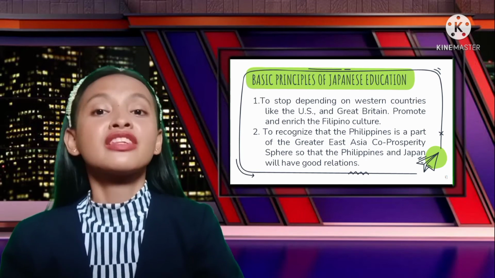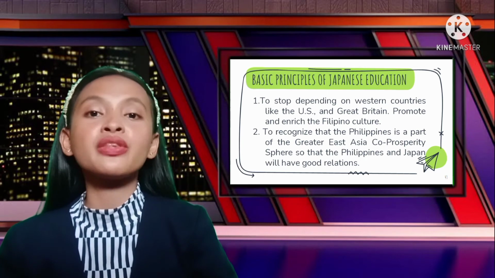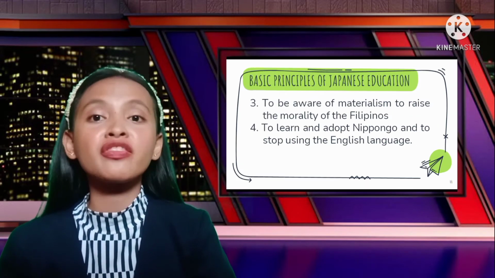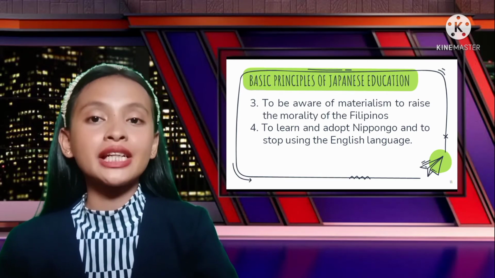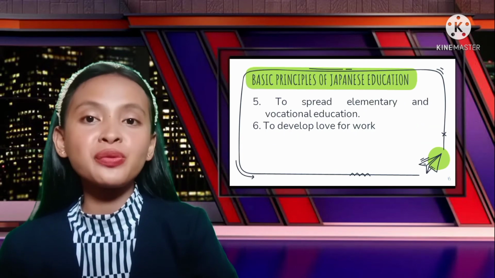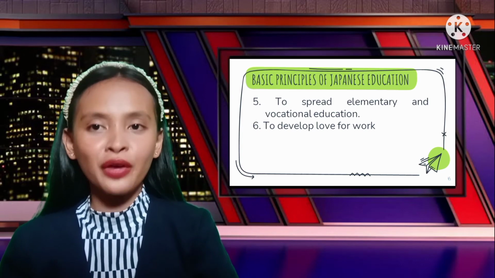Second, to recognize that the Philippines is a part of the Greater East Asia Co-Prosperity Sphere so that the Philippines and Japan will have good relations. And third, to be aware of materialism to raise the morality of the Filipinos. And fourth, to learn and adopt Nippongo and to stop using the English language. Fifth, to spread elementary and vocational education. And sixth, but not the least, to develop love for work.